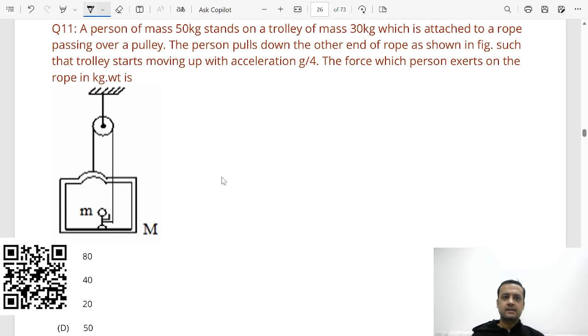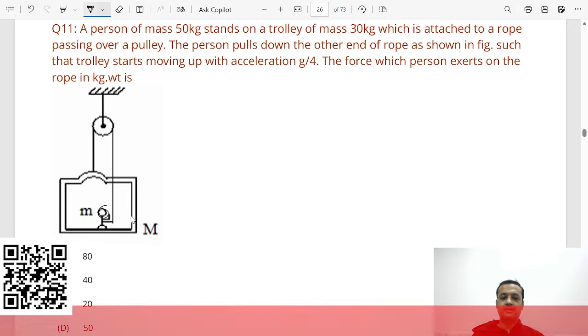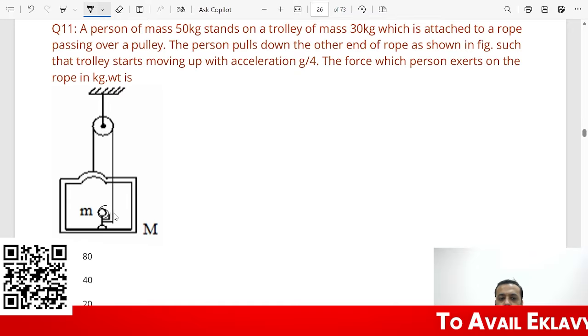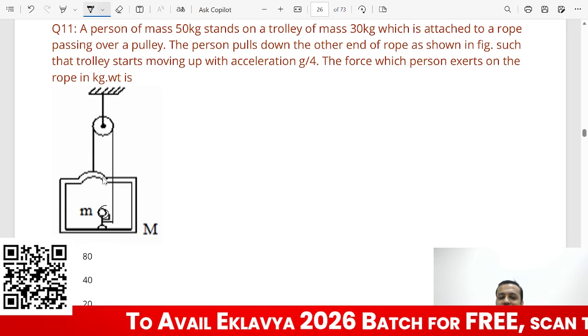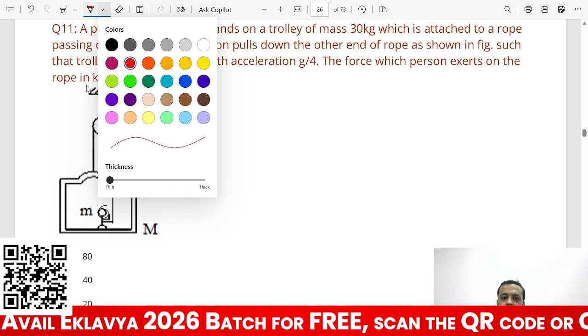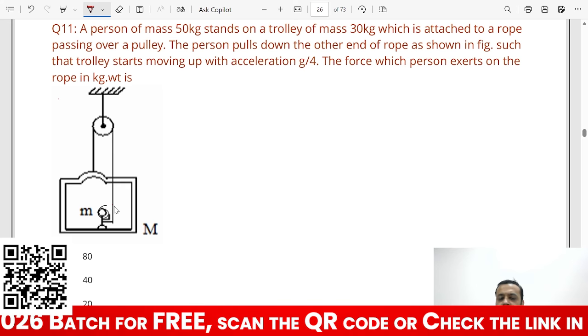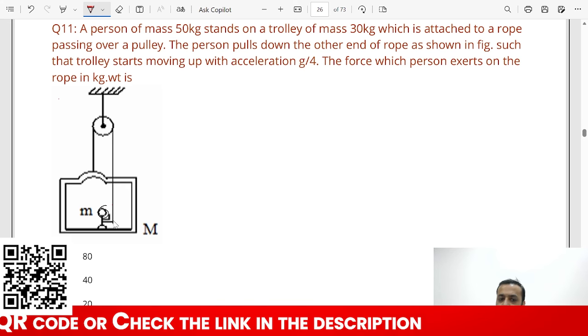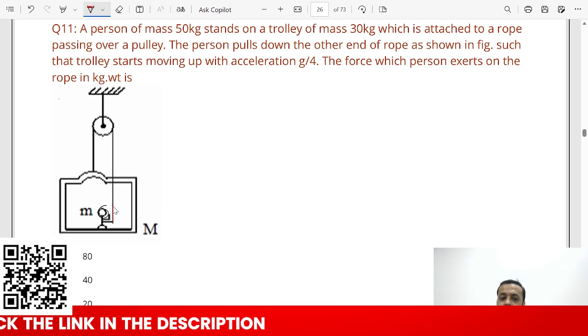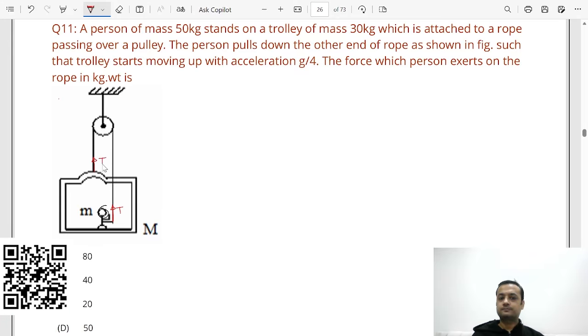Let us look at this question, guys. There's a person of mass 50 kg and a trolley of mass 30 kg, and the person has to pull the rope down such that the entire system moves up with an acceleration of g by 4. Let us say the person applies a force, tension T, in the downward direction. By the third law, the rope will apply an equal force T in the upward direction. Now this same tension T will act here also, right?